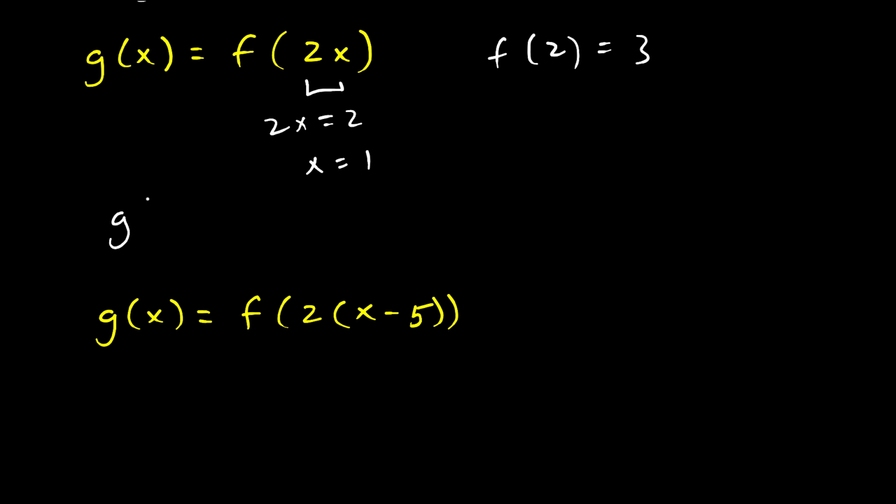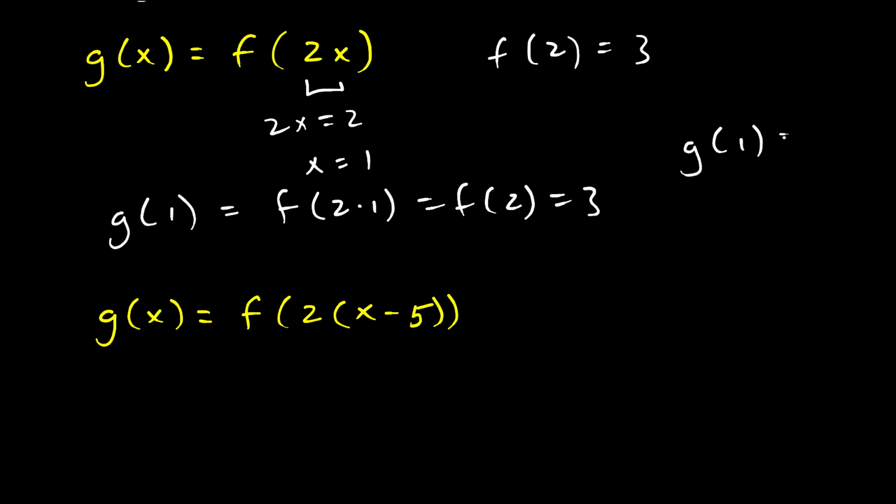So if we plug in g of 1, that means we'll have f of 2 times 1, which is f of 2, which is equal to 3, meaning g of 1 is equal to 3. So we only needed half the x value to get there because of the changes we made before. And this explains why multiplying by 2 really squeezes the graph. So it's a horizontal compression.